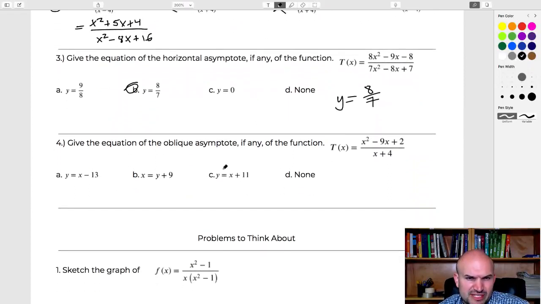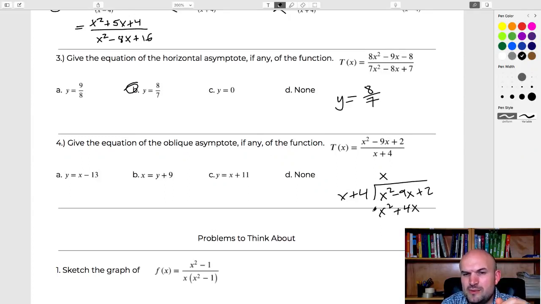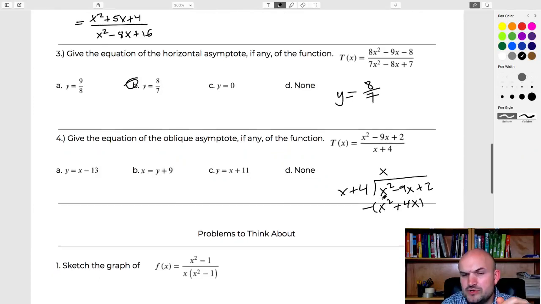Given the equation of the oblique asymptote, if any. So again, I decided to do another oblique asymptote. So let's go ahead and divide. So x plus 4 divides into x squared minus 9x plus 2. All right, x goes into x squared, x times x is x squared, x times 4 is a positive 4x. Okay, remember, use parentheses and subtract the rows.